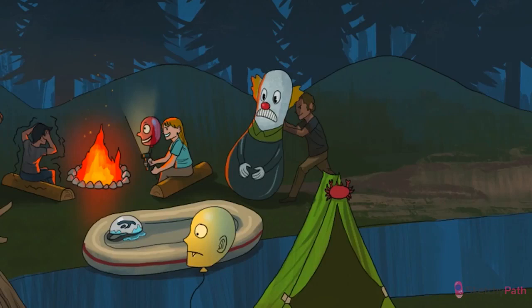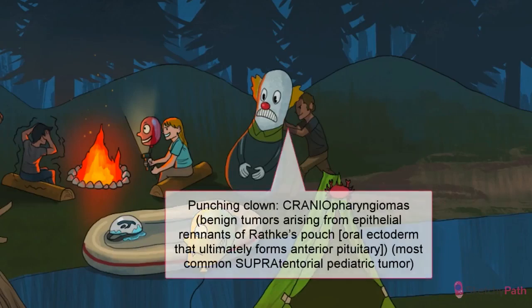So look, we've brought back the craniopharyngioma punching clown from the pituitary boxing sketch. Remember that these tumors are usually found above the sella, where the pituitary normally sits. Also, on histology, these tumors classically display solid, cystic, and calcified components, depicted on that cystic, calcified face of his, still as creepy as ever.